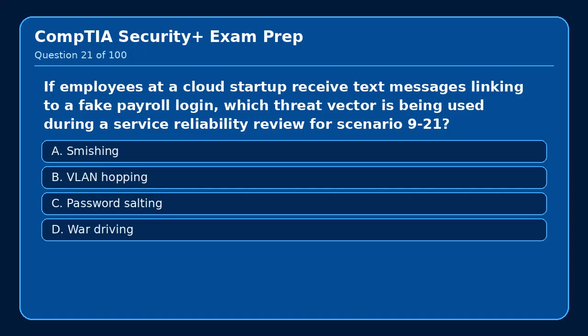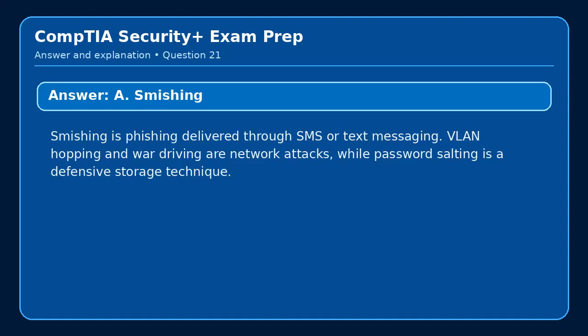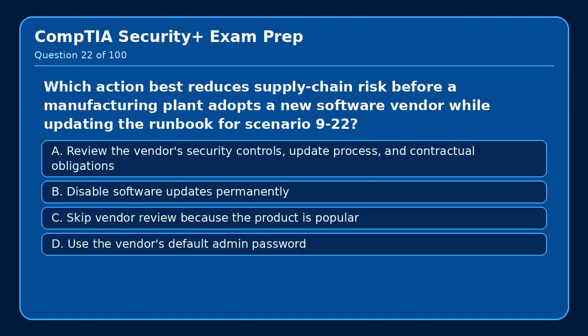Question 22. Which action best reduces supply chain risk before a manufacturing plant adopts a new software vendor while updating the run book for scenario 9 to 22? A. Review the vendor's security controls, update process, and contractual obligations. B. Disable software updates permanently. C. Skip vendor review because the product is popular. D. Use the vendor's default admin password. Take a moment to choose your answer.